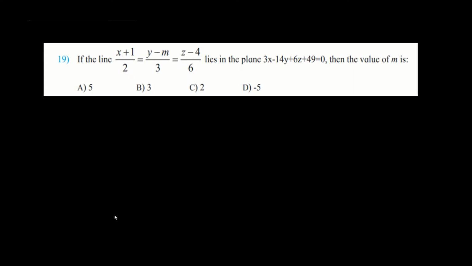The question is, if the line (x plus 1) upon 2 is equal to (y minus m) upon 3 is equal to (z minus 4) upon 6 lies in the plane 3x minus 14y plus 6z plus 49 is equal to 0, then find the value of m.